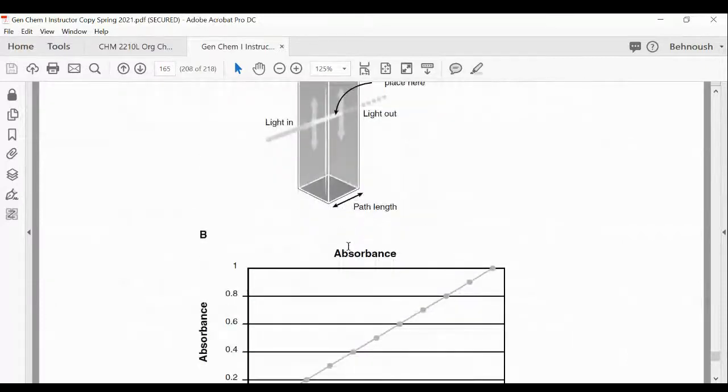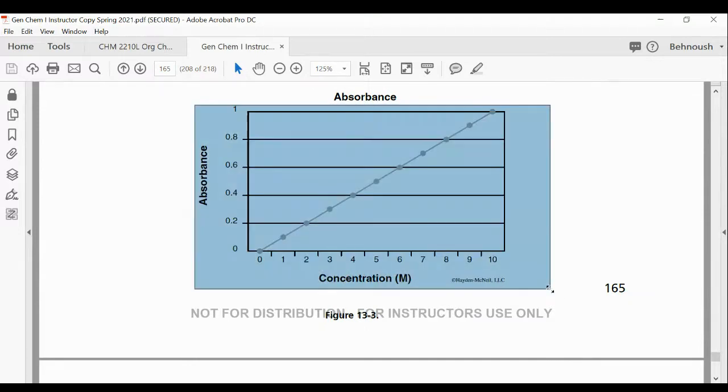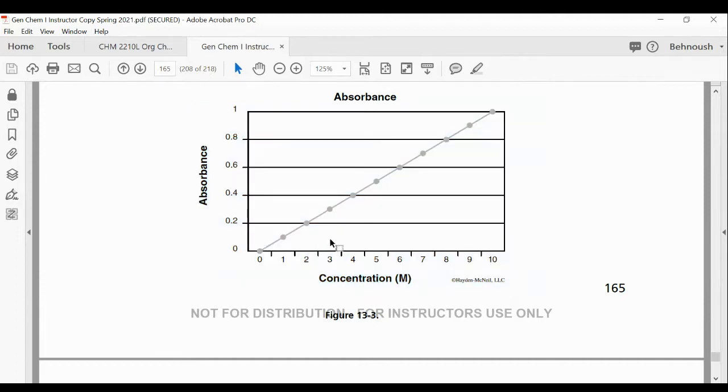So this is an example of a calibration curve. Let's say the concentration is 1 molar, okay, capital M stands for molar, or molarity. So if the concentration is 1 molar and the absorption is like 0.1, when the concentration is 2 molar, the absorption is 0.2, concentration of 3, absorption is about 0.3, slightly higher than 0.3, so it's not exactly 0.3, right?